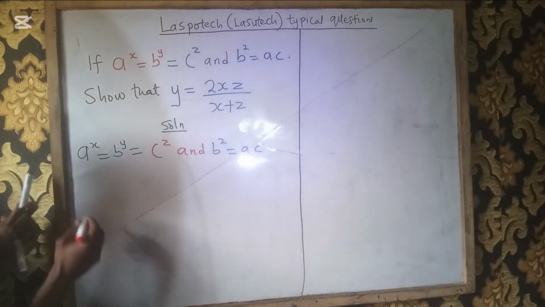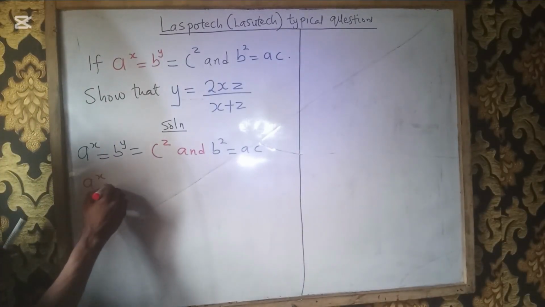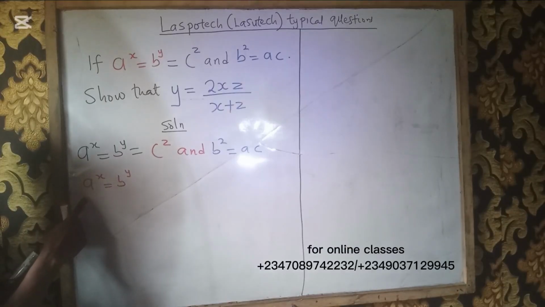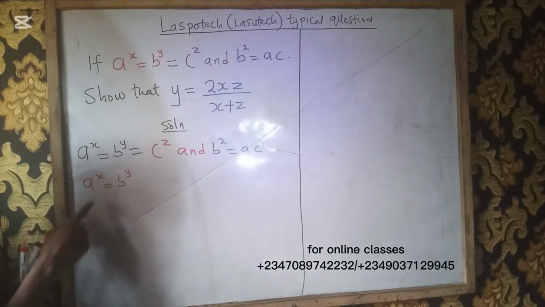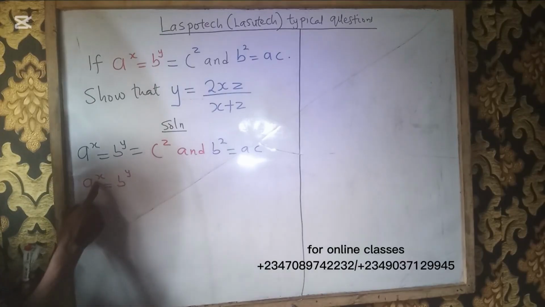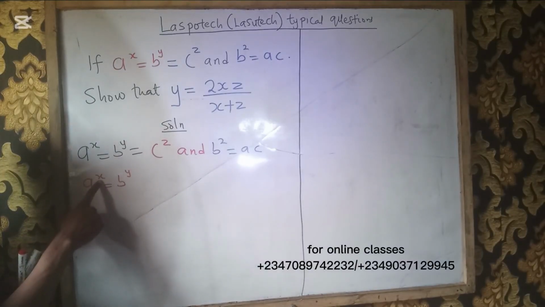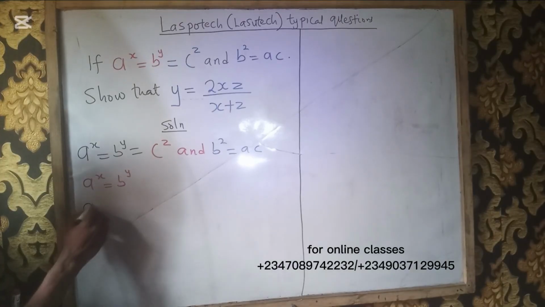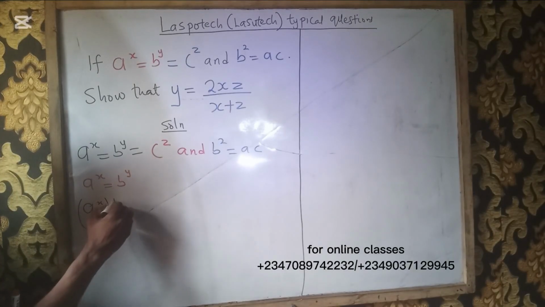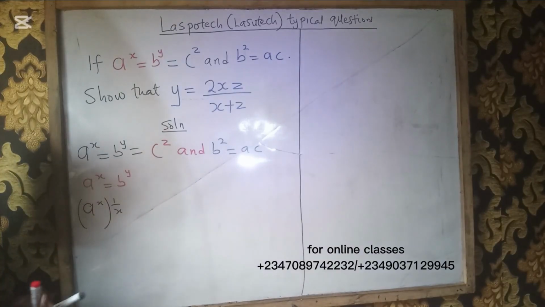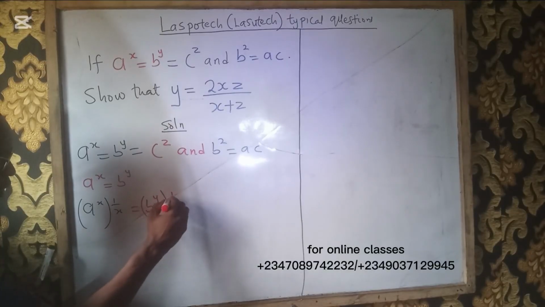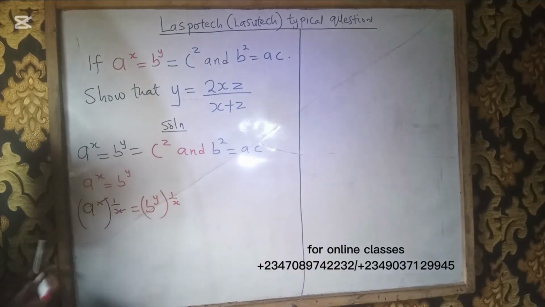So if I start with a, I have a raised to the power of x equals b raised to the power of y. I have to make a the subject of the formula by moving this x to this place. How do I move it? Take the inverse of x, which is 1 over x, and take it as your power. So we are going to have a raised to the power of x, all raised to 1 over x, equals b raised to the power of y, also raised to 1 over x, so that this will cancel out this one.